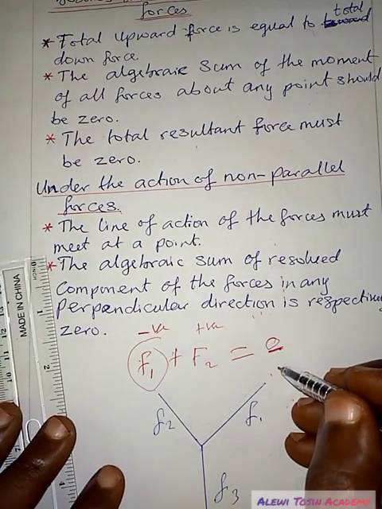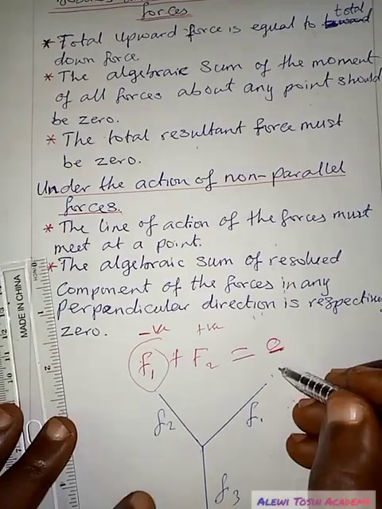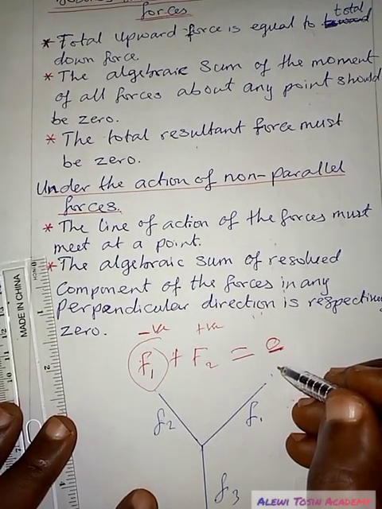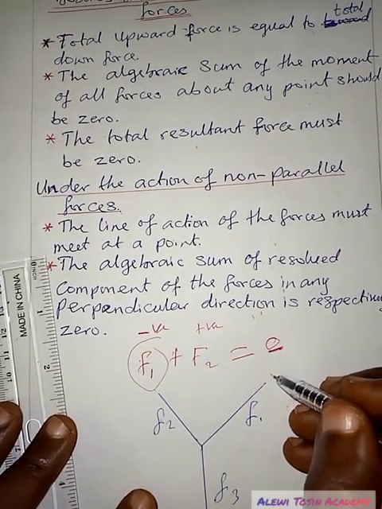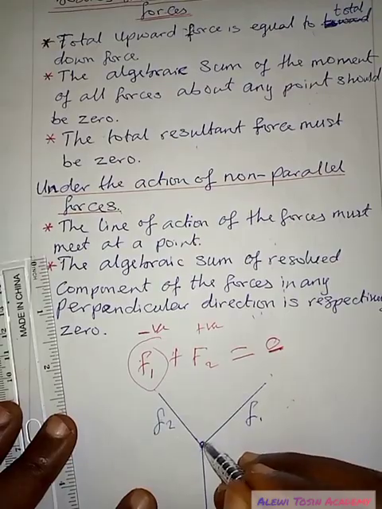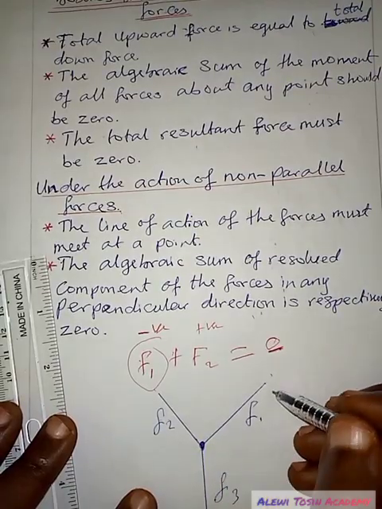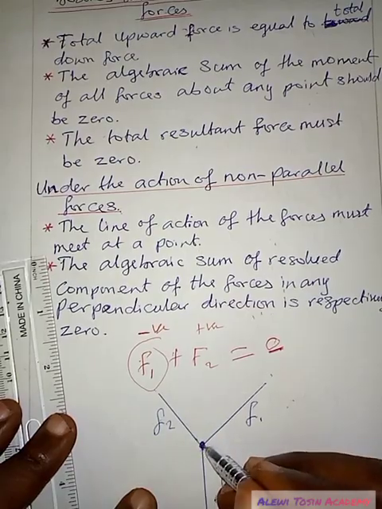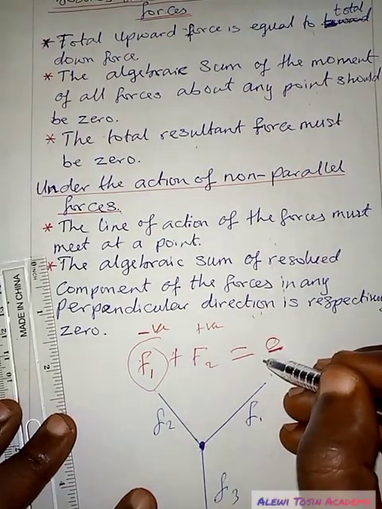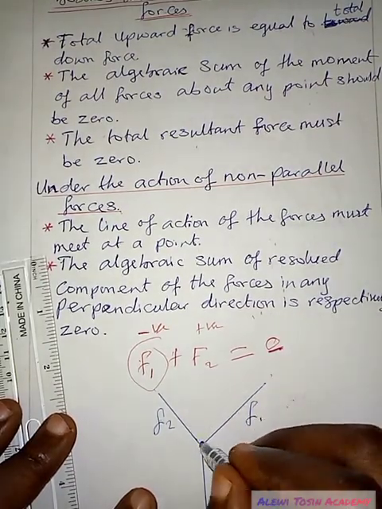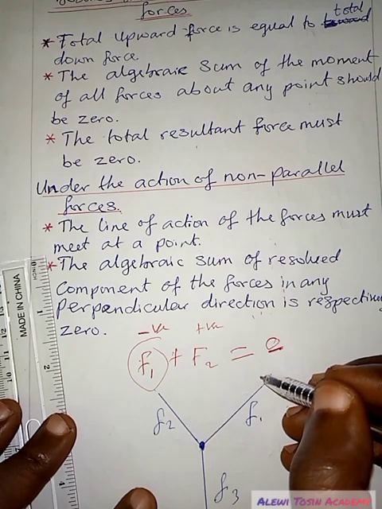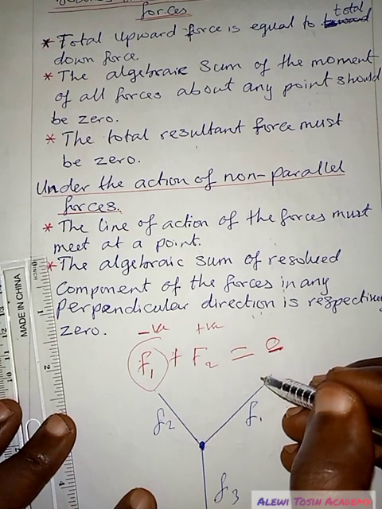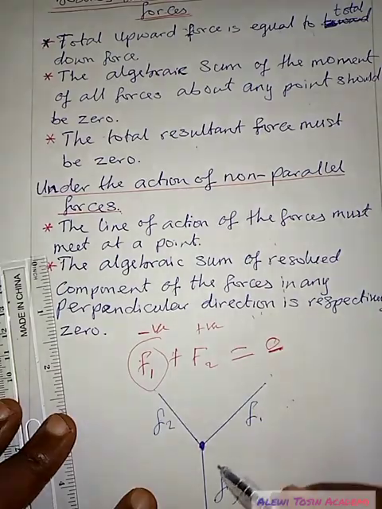The second one says the lines of action of the forces must meet at a point. All the three forces must be concurrent, meaning they must meet at a point. The line of action of the third force must pass through the point of intersection of the lines of action of the other two forces.